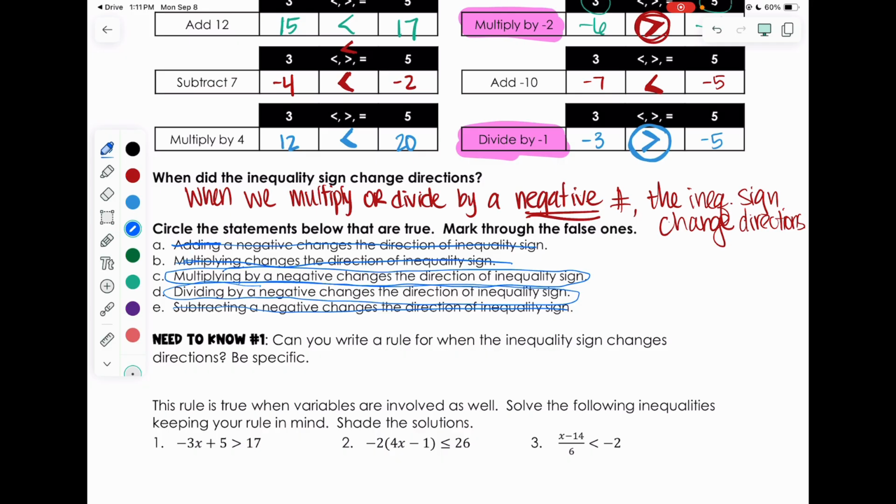Can you write a rule for when inequality sign changes directions? Be specific. Go ahead and write a rule. Make it yours so you remember. You can make the words yours. Okay? It shouldn't be mine, because if I keep telling you mine, it doesn't stick. You have to write yours. Write your own. Okay? Need to know number 1. Fill it out. It's best if you write your own.